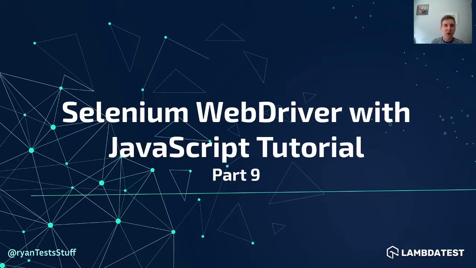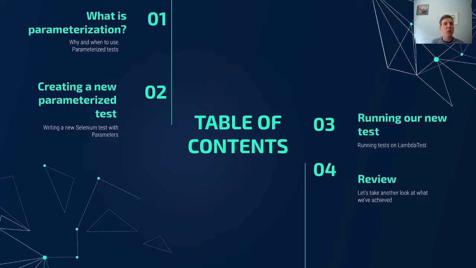Now, during this session, we are going to first look at what we actually mean by parameterization and how it can be used to enhance our testing. Then we're going to look at creating a brand new test and adding some parameters to that test. Then of course we'll run that test on the LambdaTest platform, and finally at the end we'll do a full review of everything that we've been through during this video.